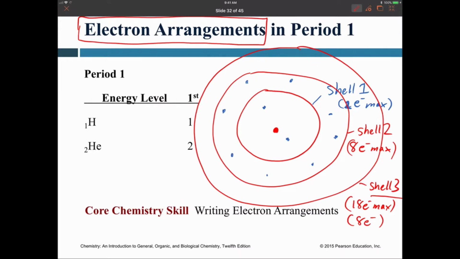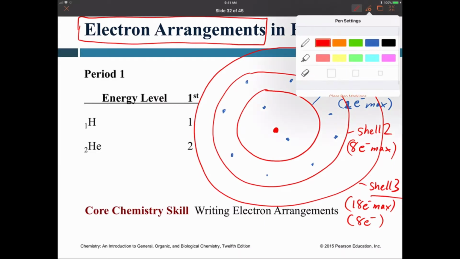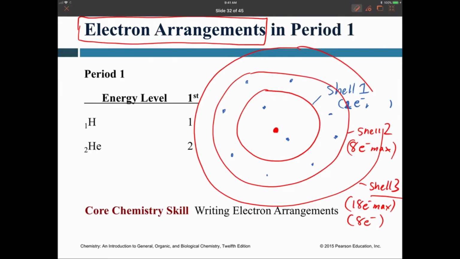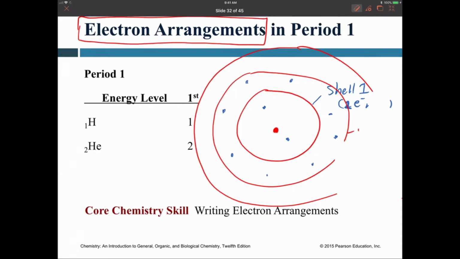Okay? Now, that all being said, why do we need to know all this? Well, we need to know all this so we can talk about where electrons are living inside of an atom. So for example, let me get an eraser here and erase some of this stuff. Just erase this real quick so we can have some space to work with.